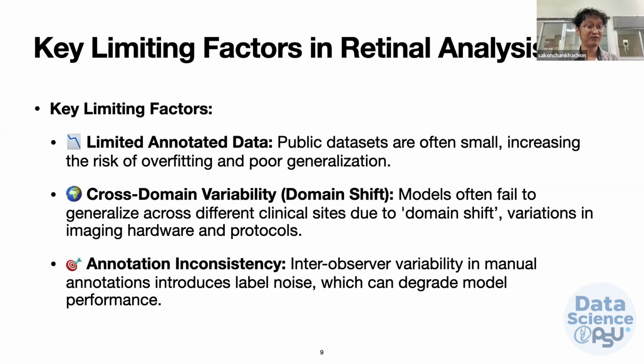There are several limiting factors in retinal analysis. First, publicly available datasets are often small, which can lead to overfitting problems. There is also significant variability between images from different clinical sites, a problem known as domain shift. Finally, inconsistencies in manual annotations can introduce noise into the data and degrade model performance.